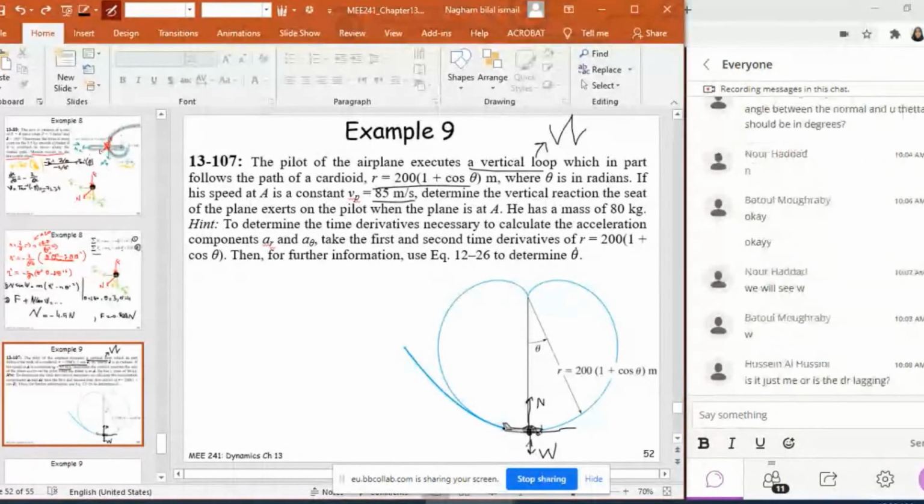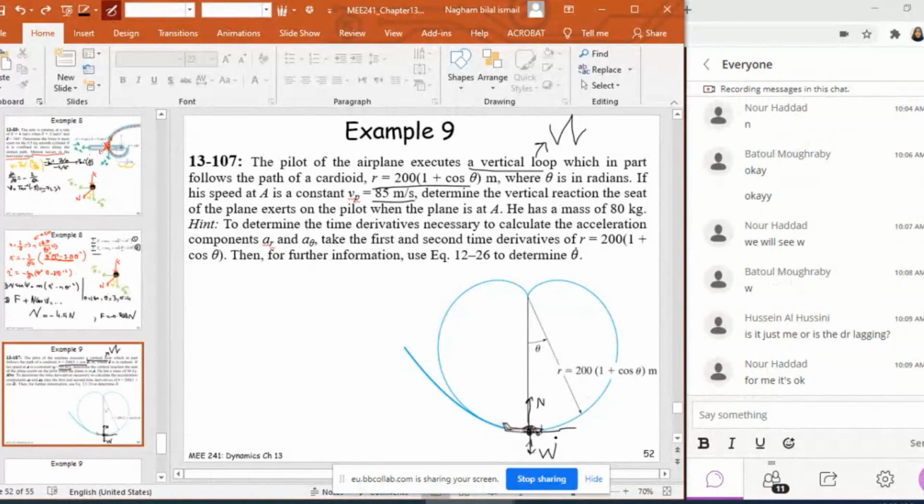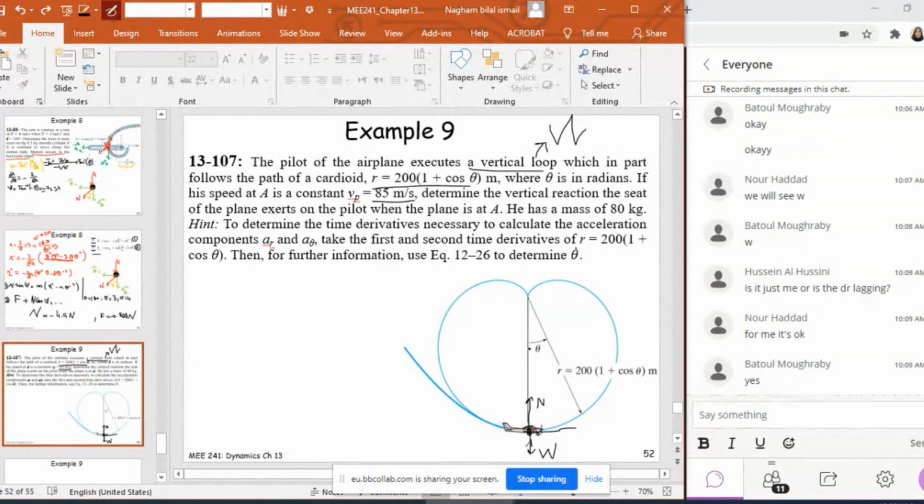Guys, since the tangent at this theta is horizontal, then, guys, am I lagging? All right, I'm going to repeat, guys.